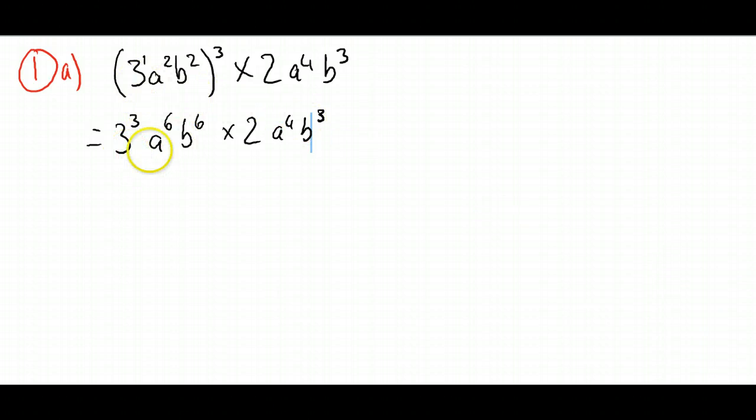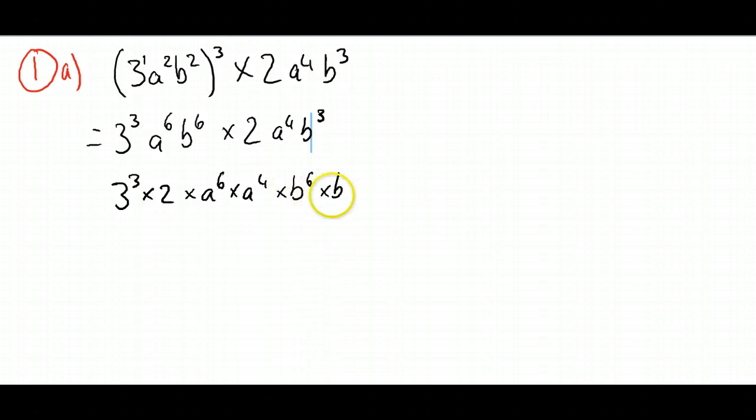So now we can apply the first index law for multiplying things that have the same base and different indices. So that's going to mean we've got 3 to the power of 3 times 2. Although they don't have the same base, they're numbers, so we can work those out. And then a to the power of 6 times a to the power of 4. And then b to the power of 6 times b to the power of 3. So I'm just pairing up all the things that have like terms or like bases.